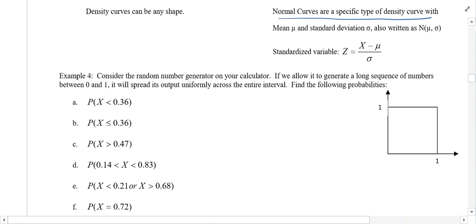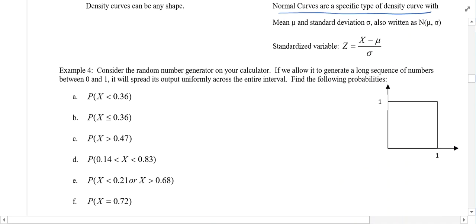So consider the random number generator on your calculator. If we allow it to generate a long sequence of numbers between 0 and 1, it will spread them out uniformly across the entire interval. Uniform means that it doesn't peak in the middle. They're all equally likely, so it's straight across. We know the area has to equal 1, so that's how we know the base times the height would be 1. There are other problems where this is unknown and you have to find it. So remember that the base times the height has to equal 1. But this one is 1.